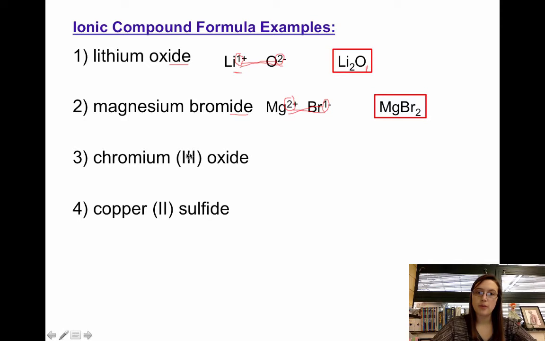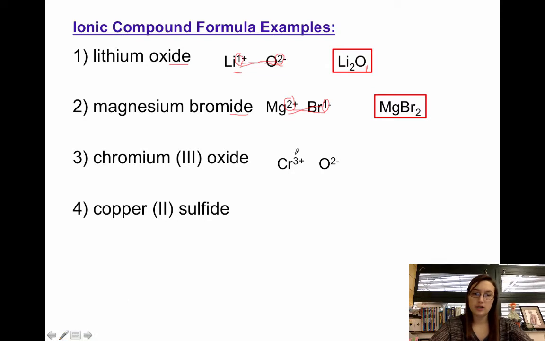So now let's look at chromium 3 oxide. The 3, III, these are our Roman numerals. These Roman numerals tell me the charge on chromium. Now chromium is a metal. Metals are cations. So what that means is this is Cr3+. And then oxide, like in number 1, represents oxygen, which is O2-.